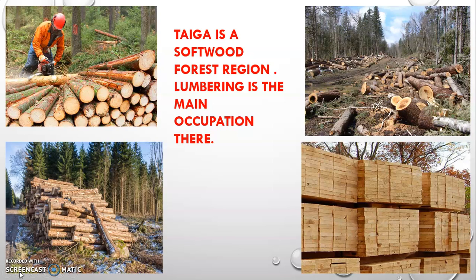And which type of trees are available? These are softwood trees in the taiga region. So we have wood which is light and soft, like firs, pine and redwood trees. You have to remember, you have to learn, everything is connected. So you have to know all these things in detail.